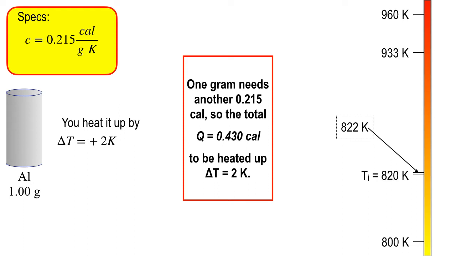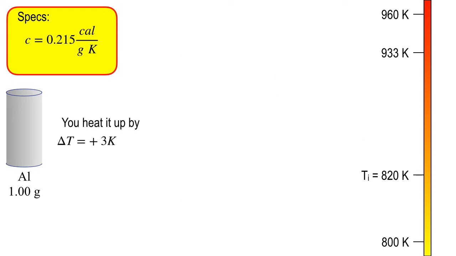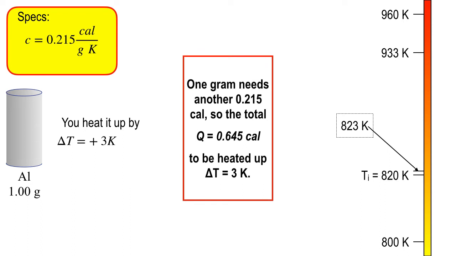Now let's extend this process, all right? What if you want to go up 3 Kelvin? Well, here's your temperature displacement. I placed this very carefully, 823. Just another smidgen upward on the temperature scale. You could do this all the way up to 933, the melting point. There's a fairly easy pattern here. So 1 gram needs another 0.215, and now the total is 0.645 calories to go up for 1 gram of aluminum by 3 Kelvin.